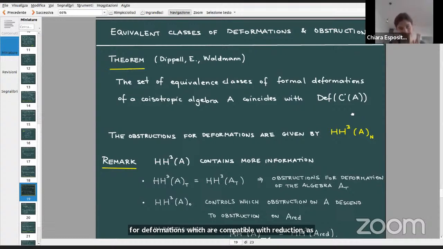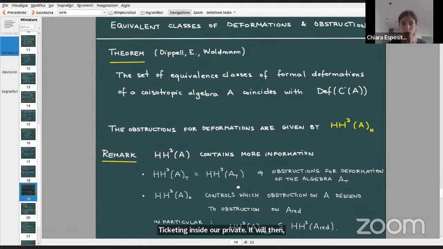But the whole object, the DGLA, let's say, contains more information. The total component, keep in mind, is the same as the Hochschild cohomology of the total component of my coisotropic algebra. So it really means that we are also describing obstructions for the deformation of the total algebra sitting inside our triple. And what about the zero part?